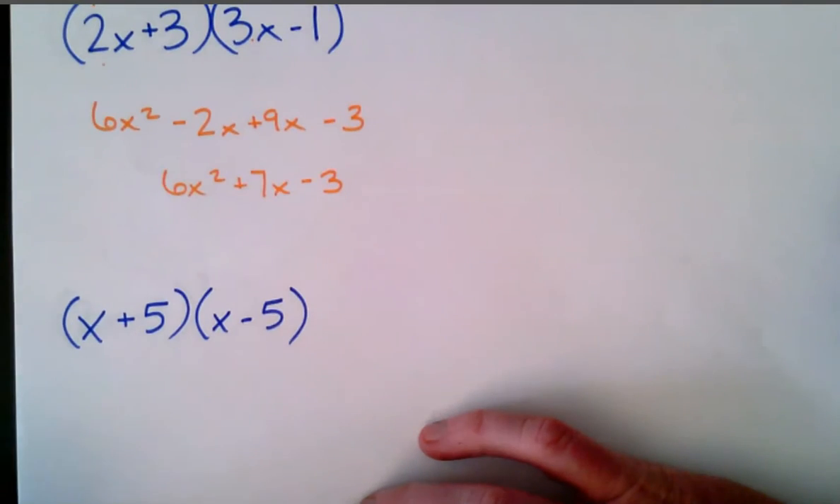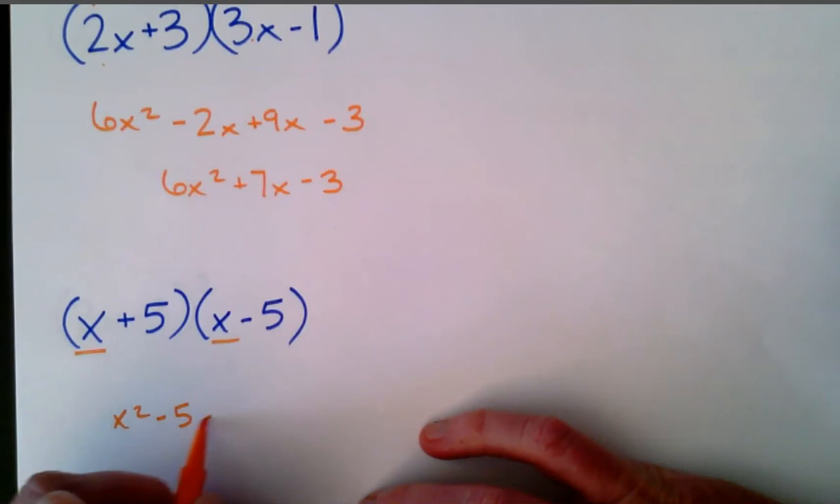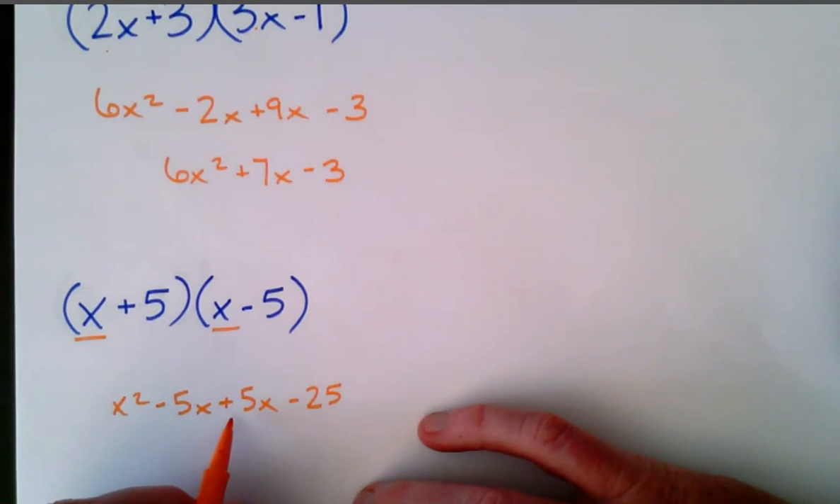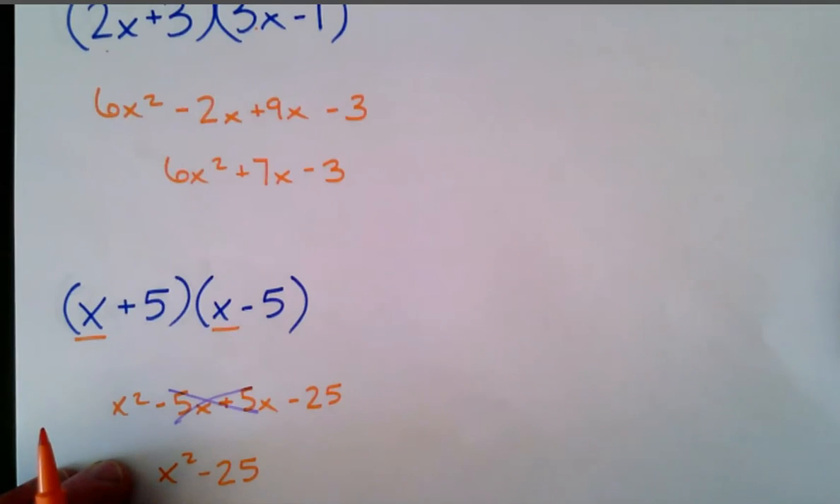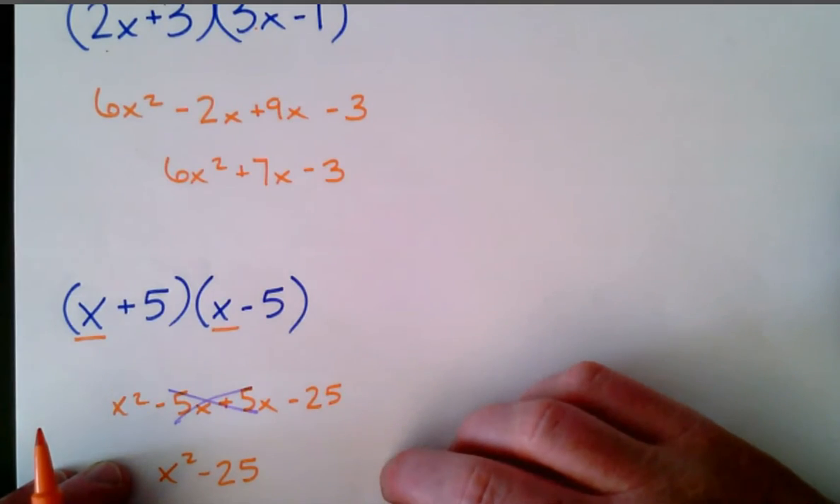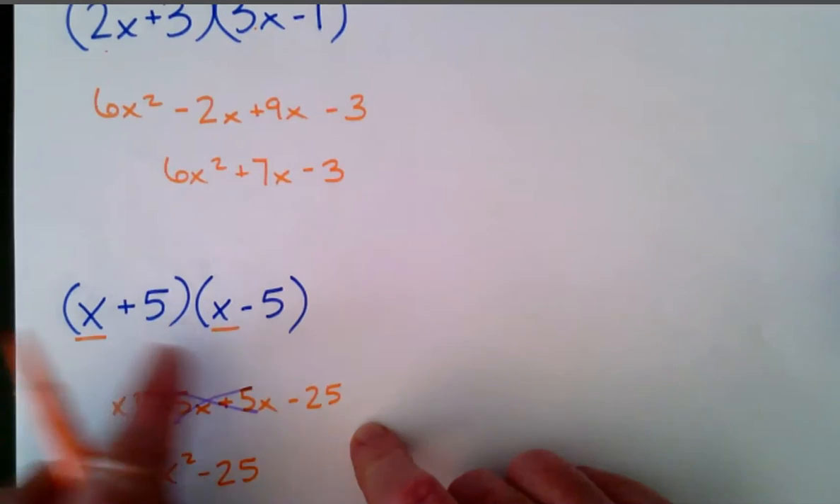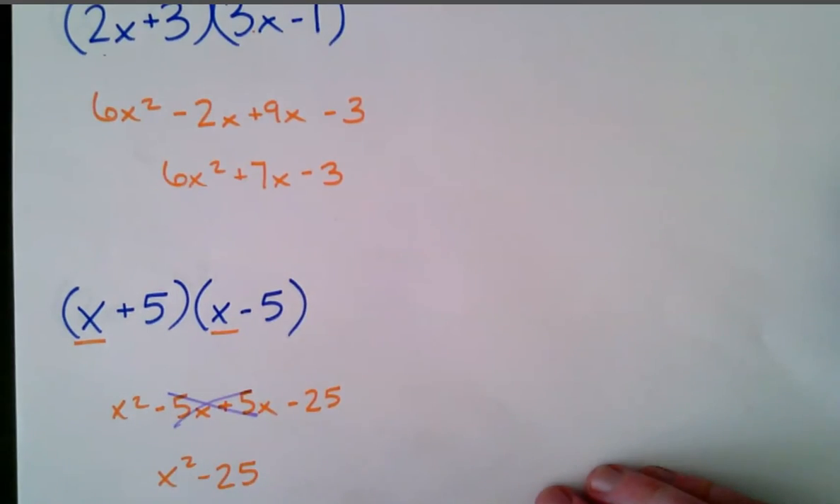Okay, again, we'll come down here, we'll use FOIL. Firsts, the outers, the inners, the lasts. Now an interesting thing happens here. -5x and a positive 5x. This creates a 0. So I have x squared minus 25. Okay, that's a unique situation that's called the difference of squares. Okay, x squared and 25, these are both perfect squares. When you have two binomials where the terms are the same, but the signs are opposites, the middle term will go away. Okay.